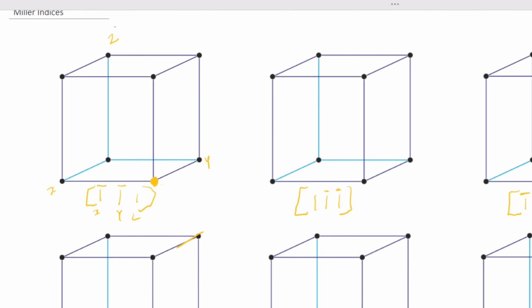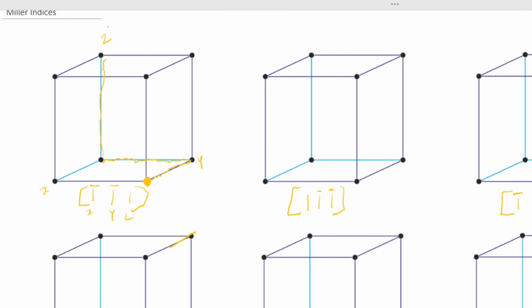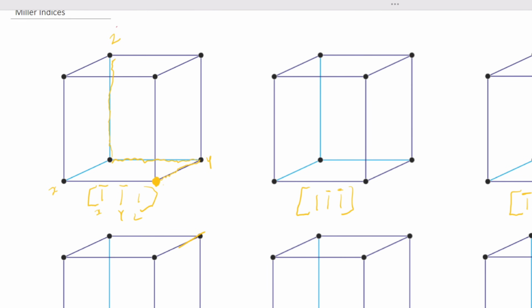So let's travel now. Negative x here, negative y here, and our positive z goes here. So let's draw out our plane. So this is it for our plane.